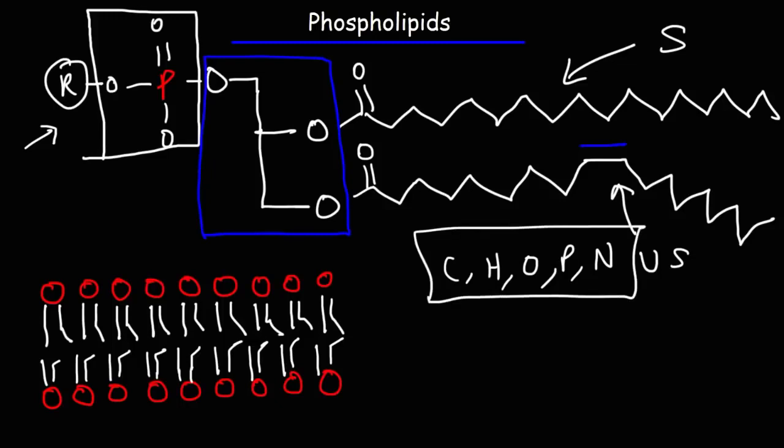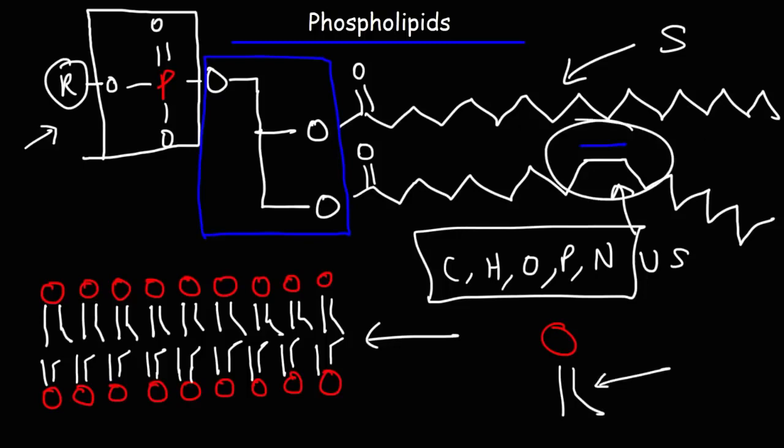Phospholipids make up the cell membrane. As you can see in this picture, this is the phospholipid bilayer. Now, a phospholipid has a polar head and 2 nonpolar tails. The kink that you see in the structure is due to the presence of this double bond in the unsaturated fatty acid.